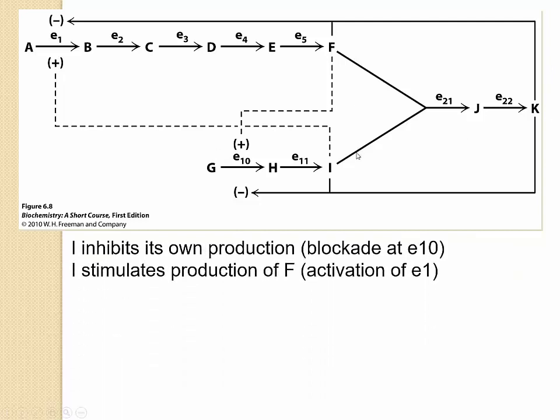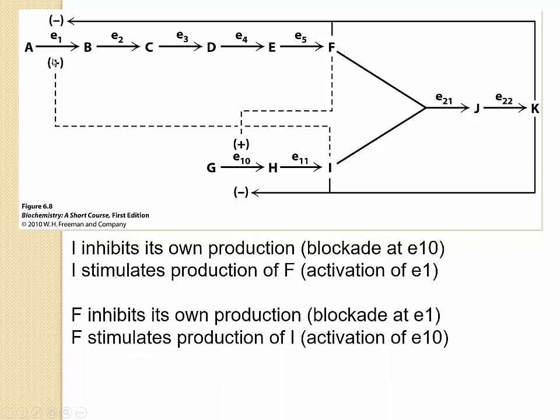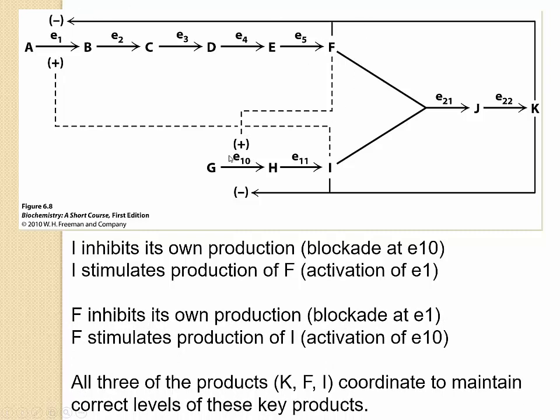So, as we see here, I stimulates its own production. I inhibits its own production by blockading E10 and stimulates production of F, activation of E1. F inhibits its own production at E1 and stimulates production of I at E10. All three products, F, I, and K, coordinate to keep the system stable.